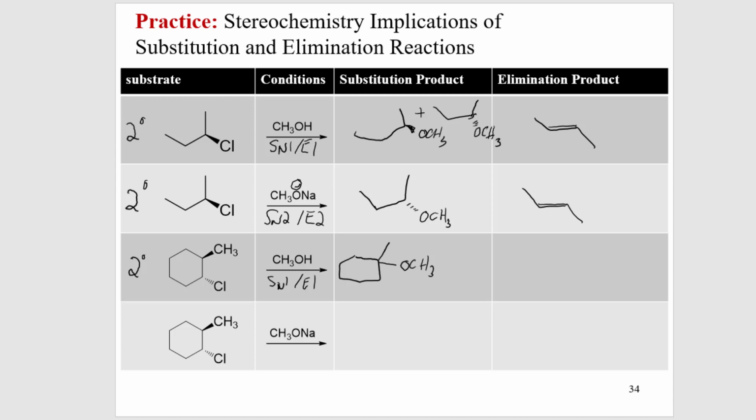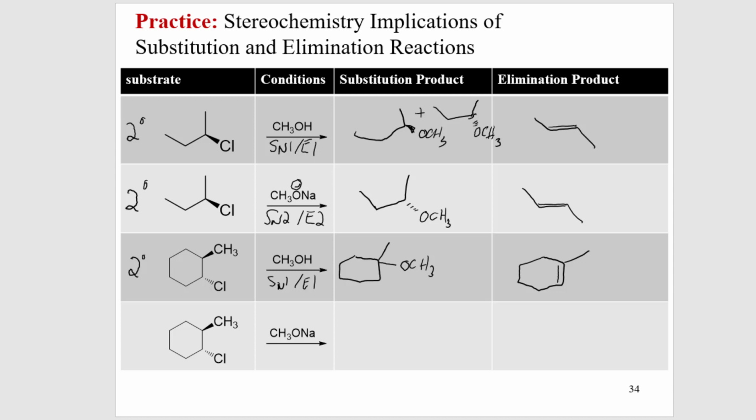And you'll see that this is not a chiral molecule. It doesn't have a stereocenter. So there's only one major product for this SN1 substitution. The elimination is going to yield also one major product, and it will be this alkene.